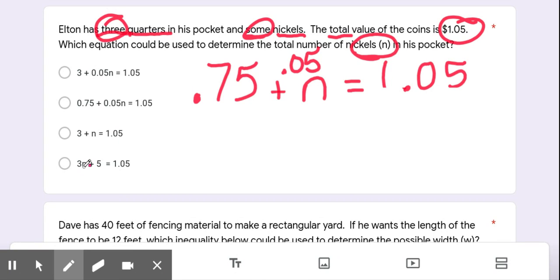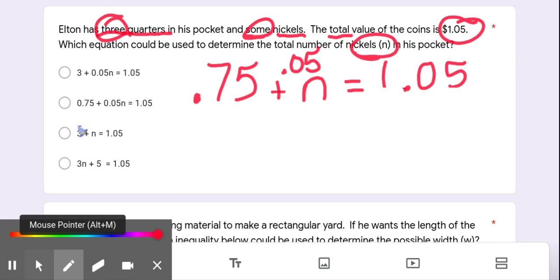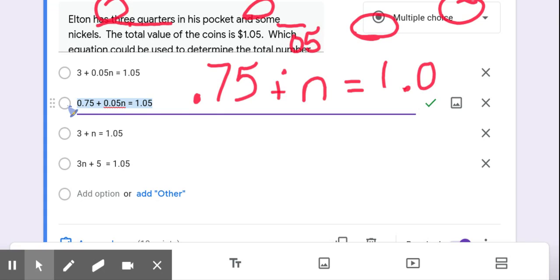And then this one's putting the N with the quarters, and N means nickel, so we want that with the nickels. And this one doesn't have the value for our quarters with it. It didn't do 3 times 0.25. So my answer here is B.